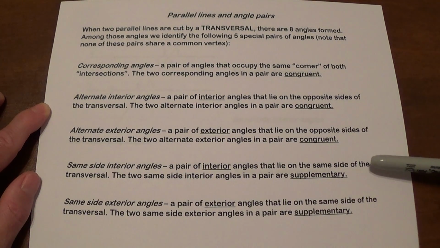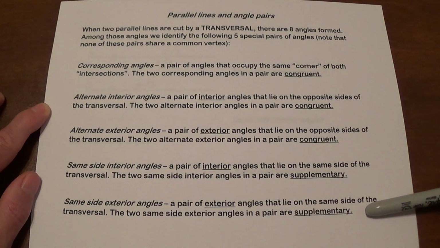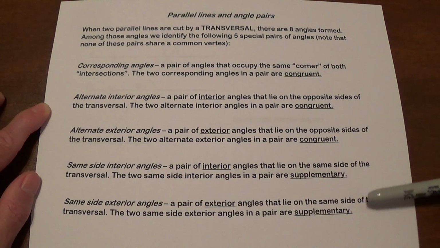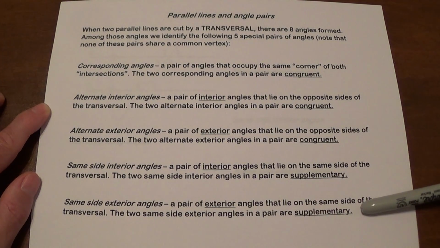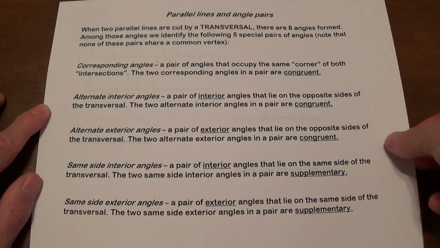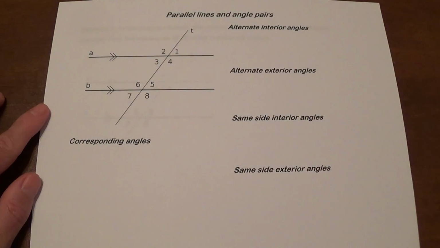Some of the other angles that sometimes are recognized are same side interior angles and same side exterior angles, which are going to be pairs of interior angles for same side interior angles on the same side of the transversal. They're going to be supplementary, and then same side exterior angles are exterior angles on the same side of the transversal. So first of all, let's make sure we understand what these angles are when we have a diagram.